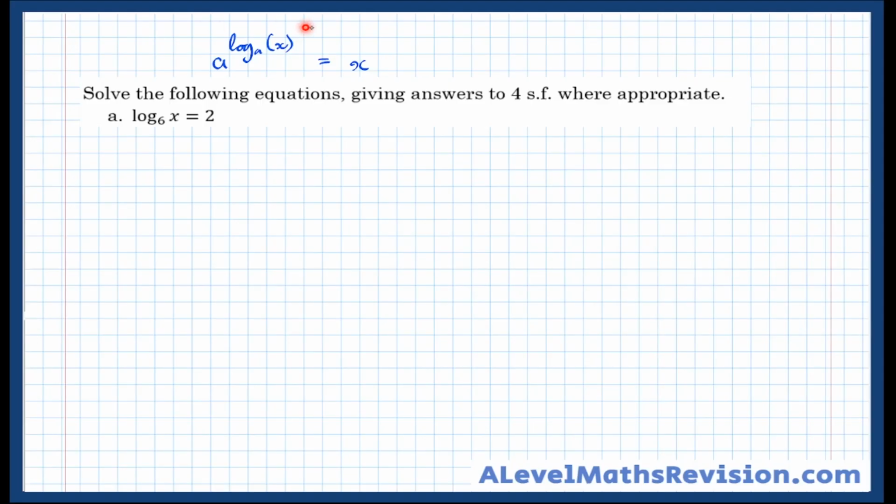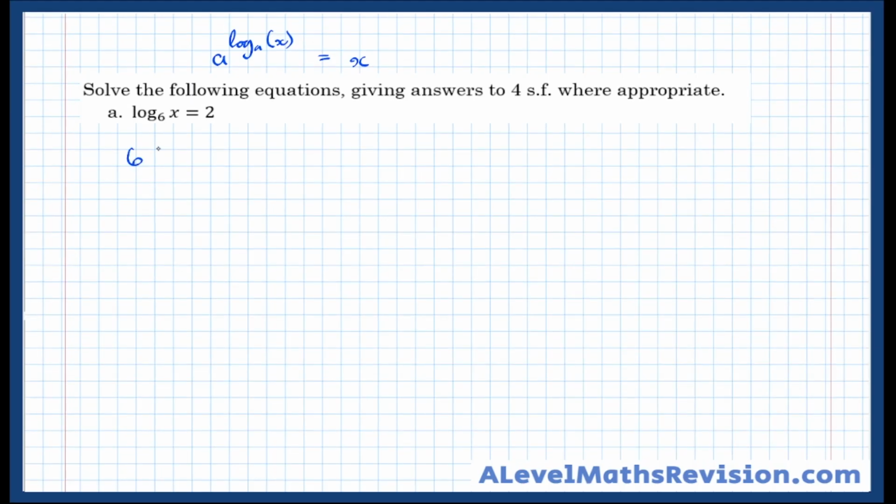So what I'm going to do here, I'm going to use this fact to my advantage. I'm going to make both sides a power of 6, so 6 to the power of both sides. So 6 to the power of log to the base 6 of x equals 6 to the power of 2. Which implies, using this fact, 6 to the power of log to the base 6 of x is just x. And the right hand side becomes 36. So x equals 36.